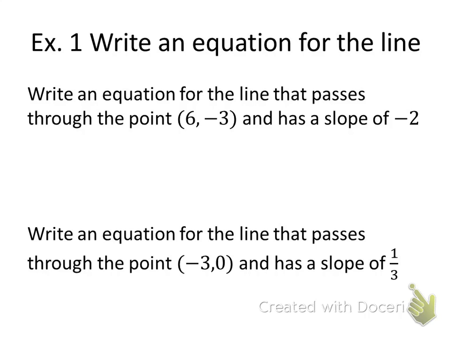So what are the two things that we said we have to have in order to write an equation in slope-intercept form? Jordan? Slope and y-intercept. So I need an M and I need a B. In this problem right here, I know that M is -2. But do I know B? Do I know my y-intercept?